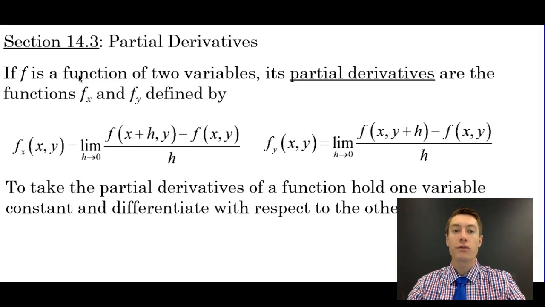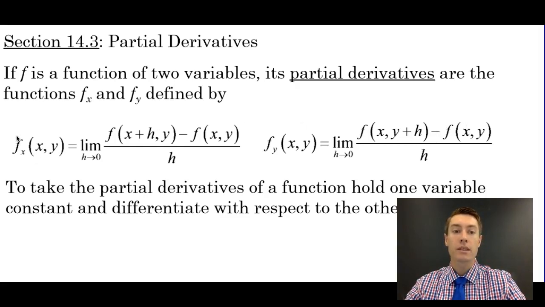So if f is a function of two variables, its partial derivatives are the functions the partial of f with respect to x and the partial of f with respect to y, defined by the partial of f with respect to x is equal to the limit as h approaches 0 of f of x plus h comma y minus f of x y over h, and the partial of f with respect to y is equal to the limit as h approaches 0 of f of x comma y plus h minus f of x y over h.